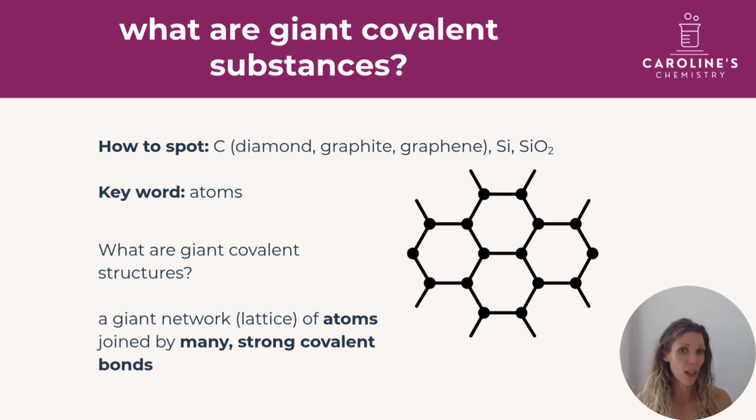Your keyword that you're going to use when you're discussing anything and everything to do with giant covalent substances is atoms. And what is the structure? It's a giant network of atoms joined by lots of strong covalent bonds. Just to break down what that means, a giant network can also be called a lattice. If you're more comfortable with one word or the other, then you can pick your favorite. And what is a covalent bond? A reminder that it is a shared pair of electrons. So all of the big 5 have this giant network of atoms joined by strong covalent bonds.